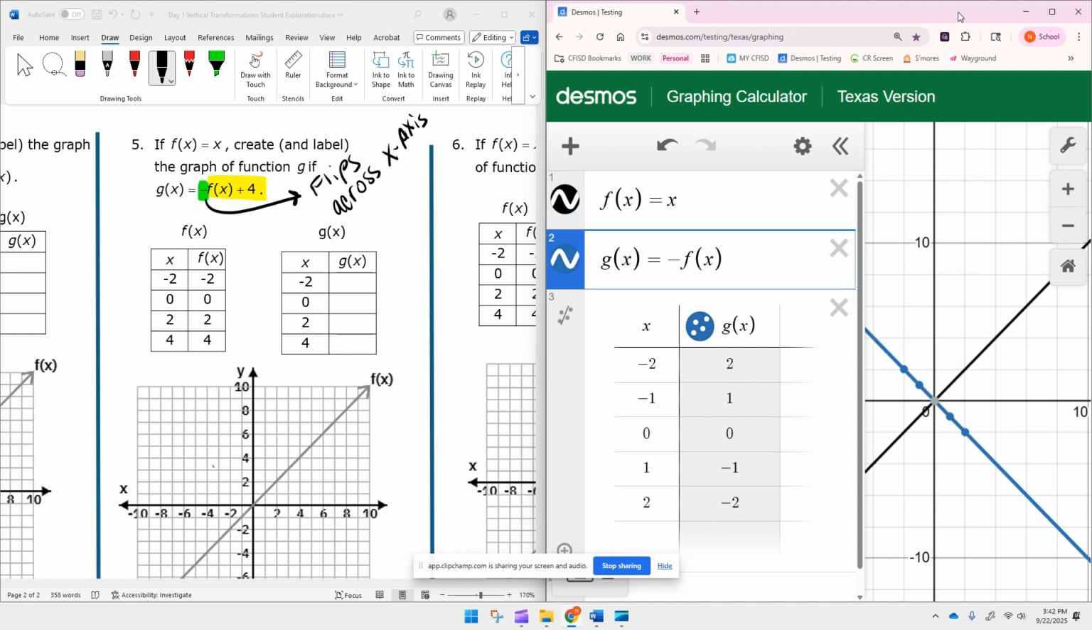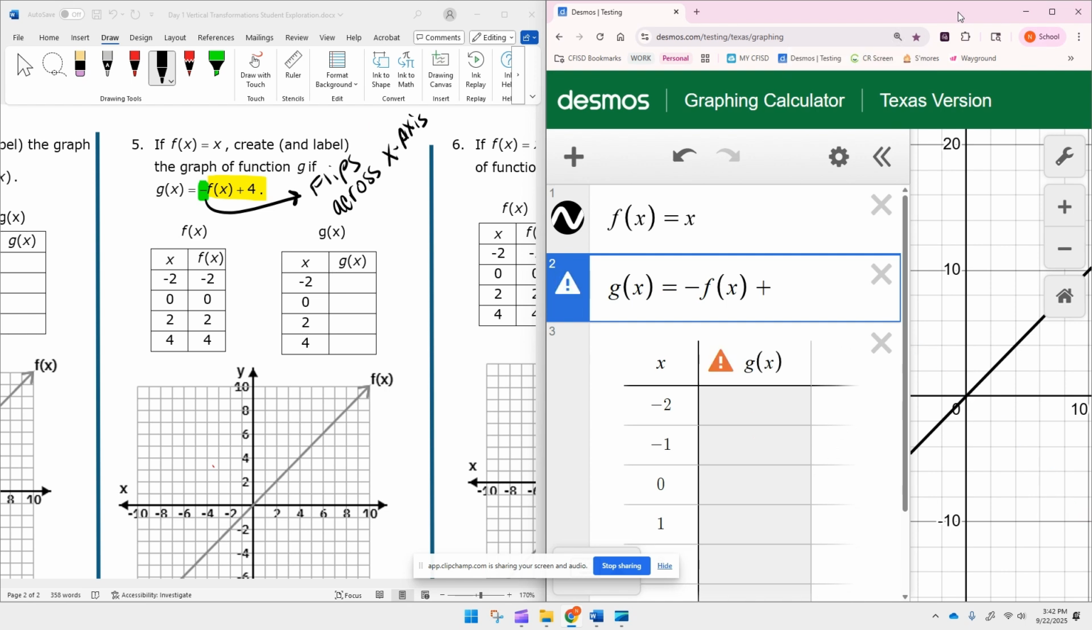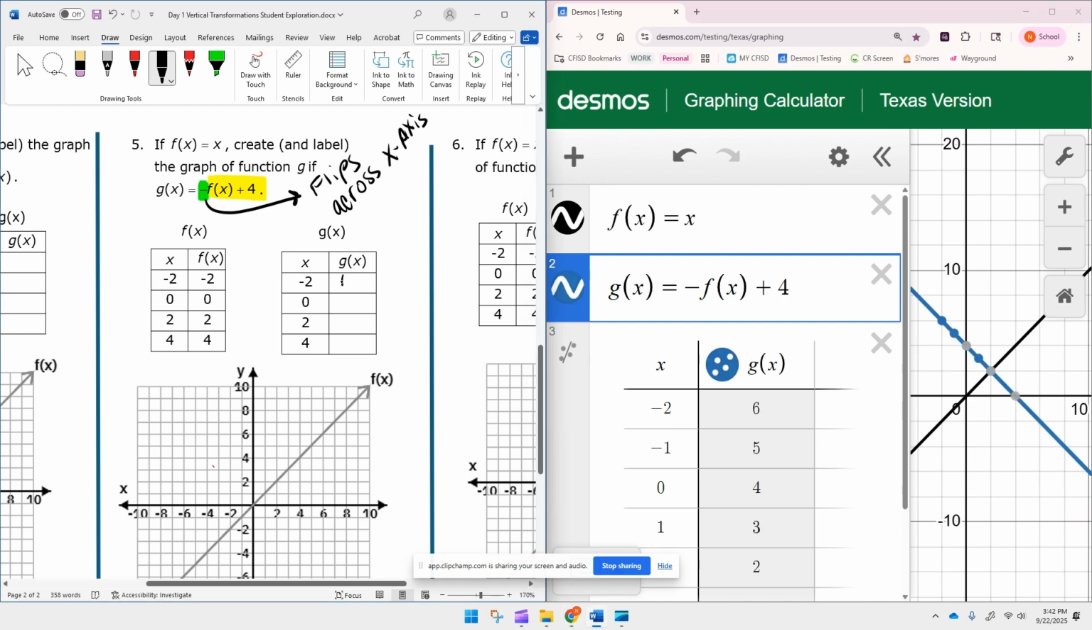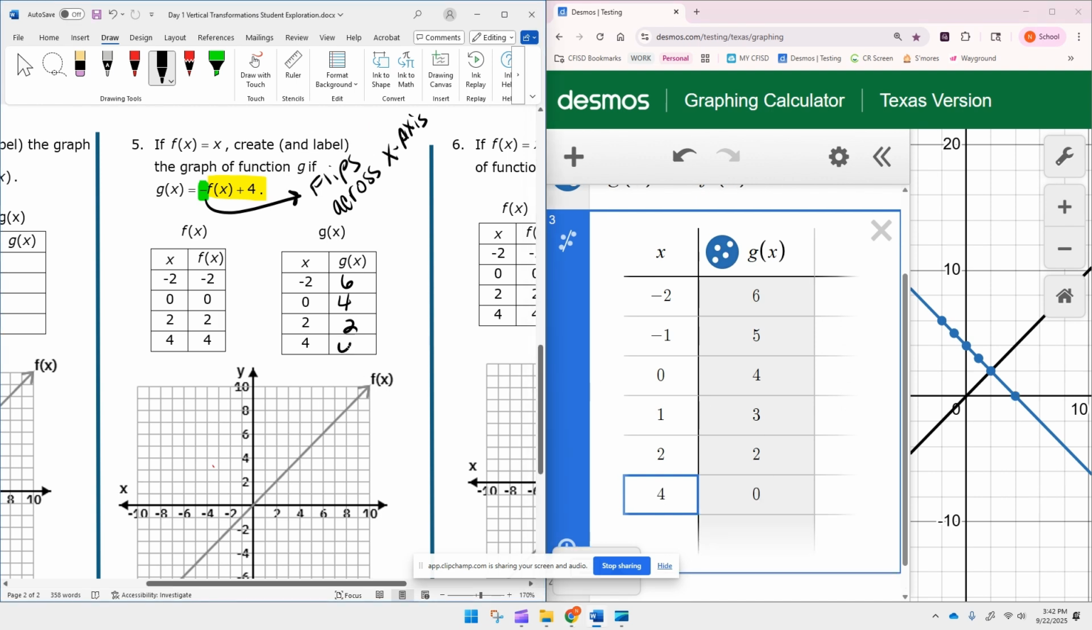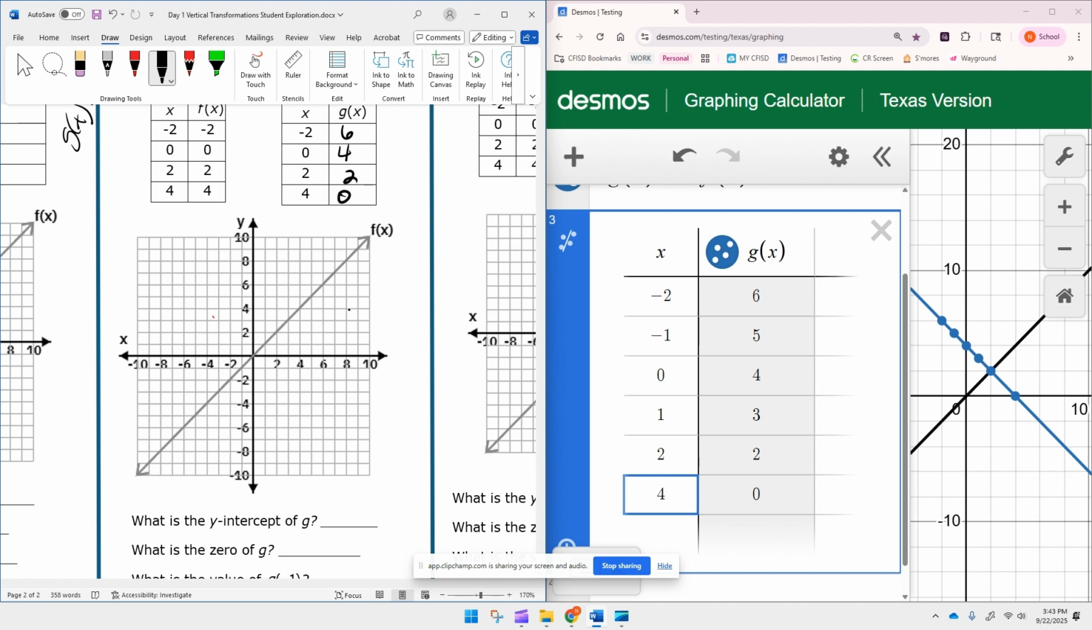All right, but let's go ahead and finish this out, and we're going to change that to +4. All right, so now when we have -2, we got 6, we've got 0, we've got 4, we've got 2, 2, and then we've got 4, we've got 0. So there's two things. Think about our rule that we're doing here. G of x as a rule would become -x plus 4. So whatever that x value is, we need to first multiply it by a negative number and then add 4 to it. So that -2 would become +2. Then 2 plus 4 would give us the 6.